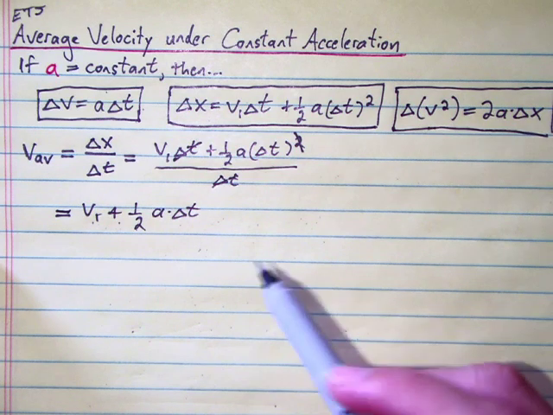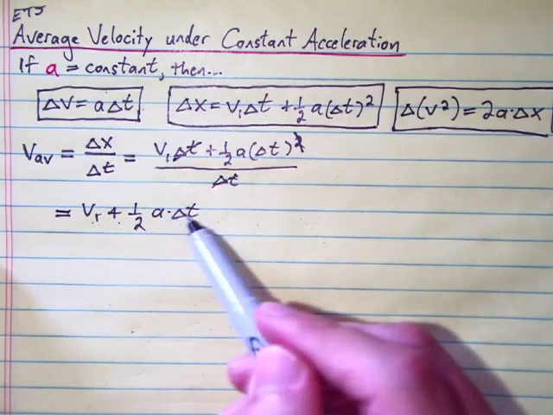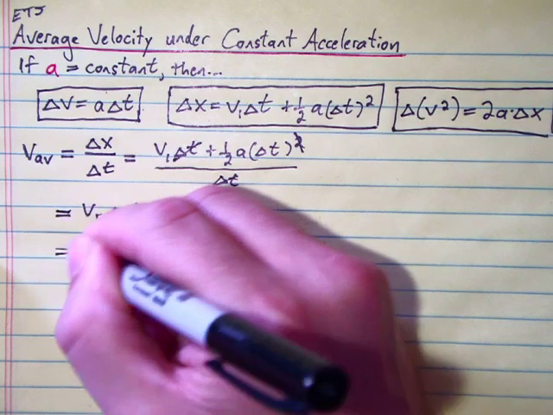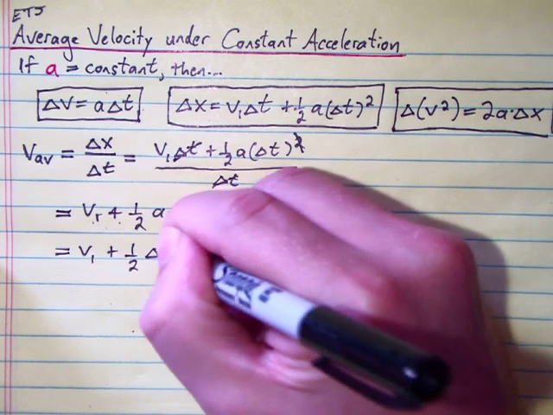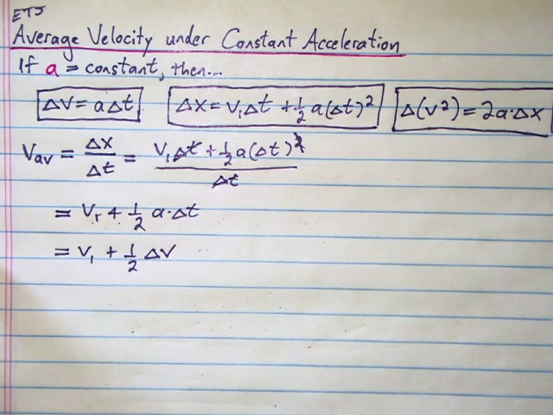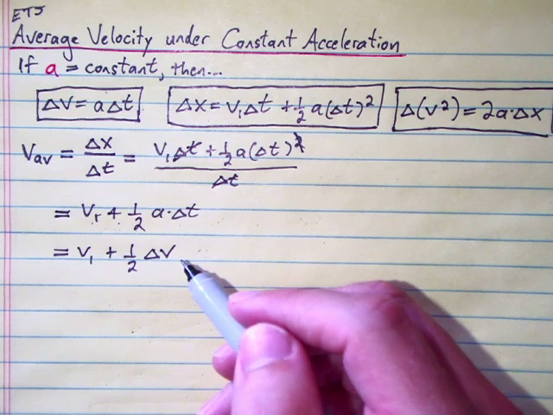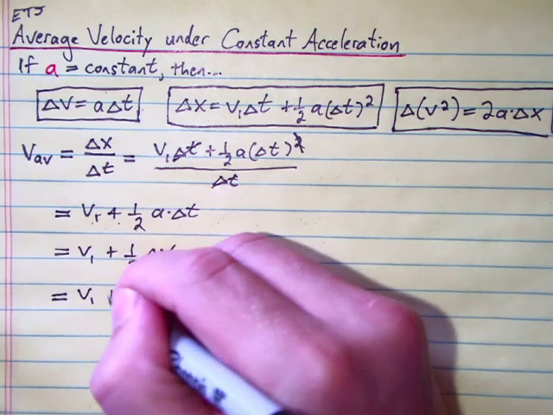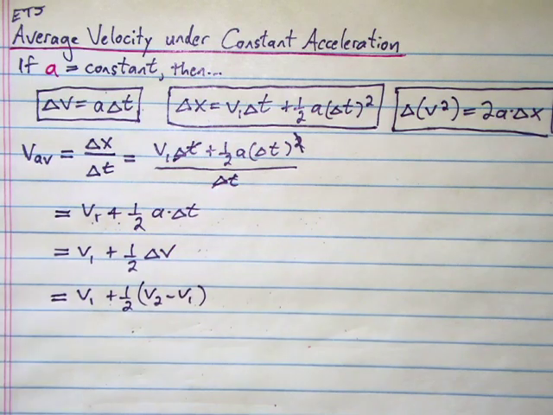All right, now using the first kinematics equation for constant acceleration, a times delta t can be replaced by delta v. So I've got here v1 plus 1/2 delta v. I'll expand delta v out. It's of course v final minus v initial. I'll call it v2 minus v1. So v1, that's our v initial, plus 1/2 times v2 minus v1.